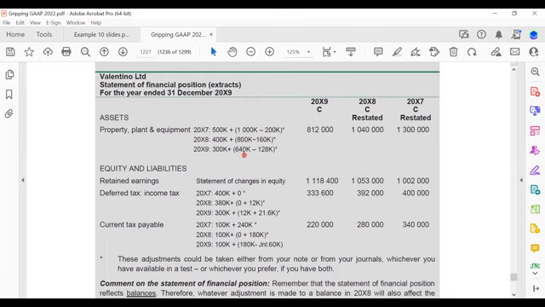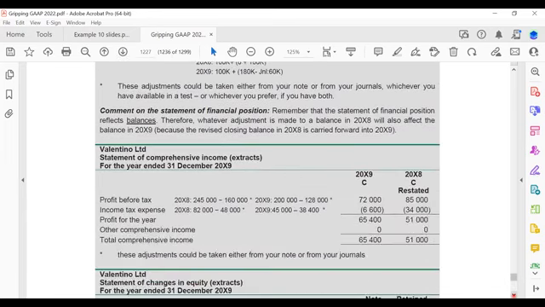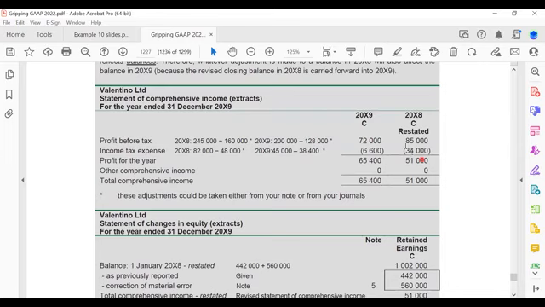So your balance sheet, because we take on our opening balances in the next year, our balances get carried forward for all our asset, liability, and equity type accounts. The same applies to retained earnings, deferred tax, and current tax payable. Let's scroll down further and look at the disclosure then on our statement of comprehensive income.